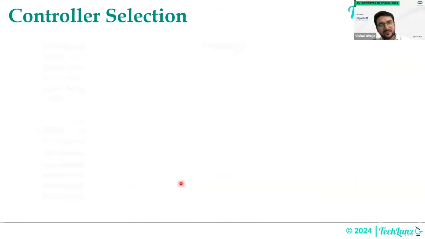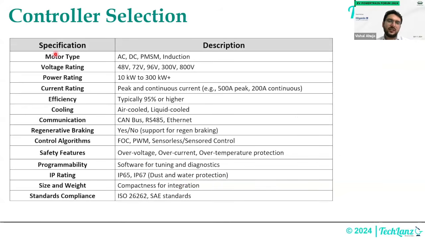Summarizing this with a controller selection summary, at the end, you have motor types, voltage ratings, power ratings. So this is becoming a typical SOR for you, right? What you're looking for from a motor controller supplier. What's my cooling requirement, communication requirement, how much regenerative braking you have, the kind of control algorithm you're using, what kind of safety features that motor controller is giving to you, right? What's the programmability of the motor controller? What's the IP rating of the complete system? And then the software standard ISO 26262, and what kind of functional safety things you have considered or other things, right?